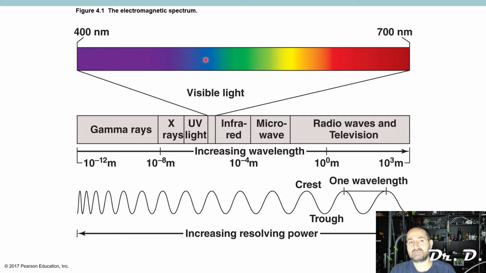So blue light is here. Green light would be here, halfway between 400 and 700 nanometers. Yellow light is a little bit larger than green wavelength. So this is how you define colors of light, right? And the light microscope, by the way, the compound light microscope, uses visible light in order to resolve the image.